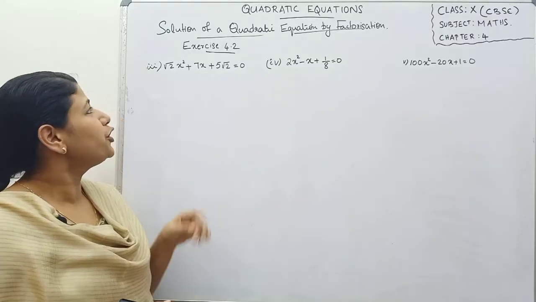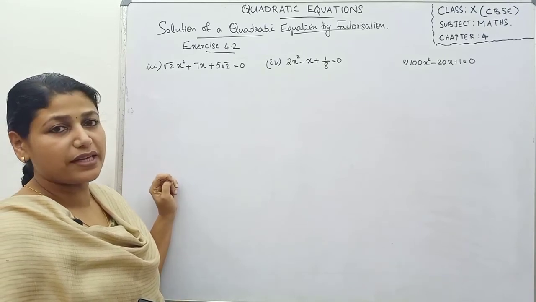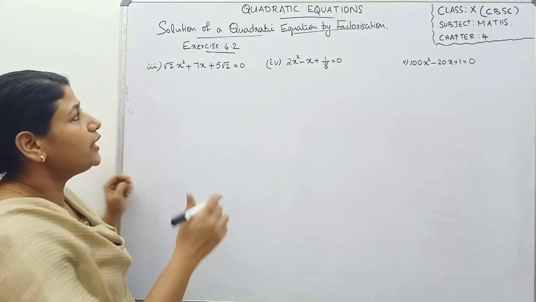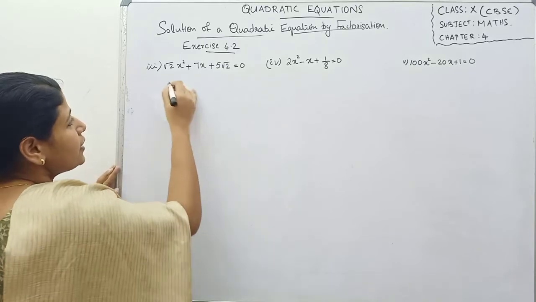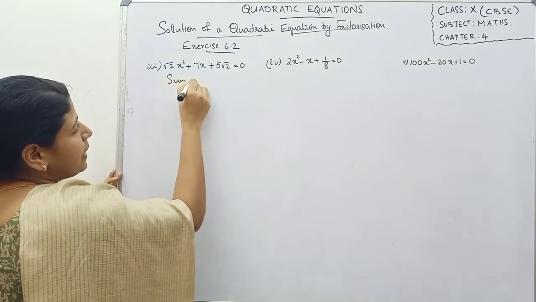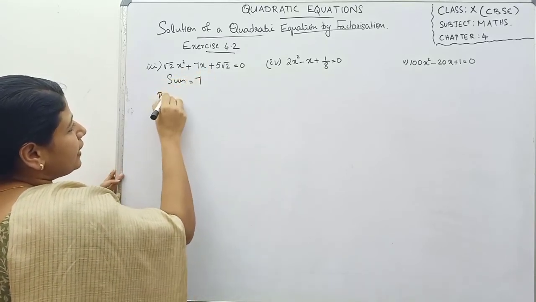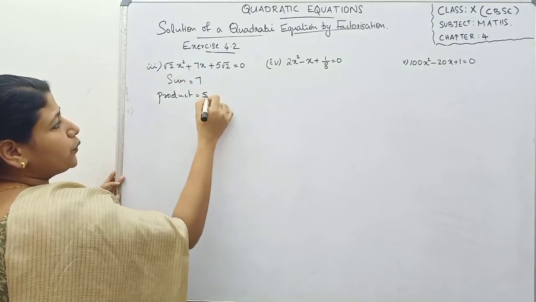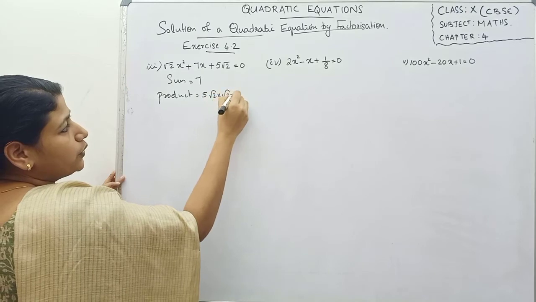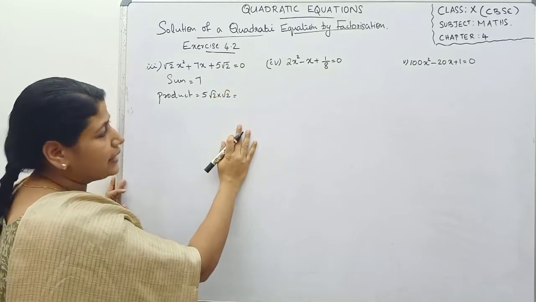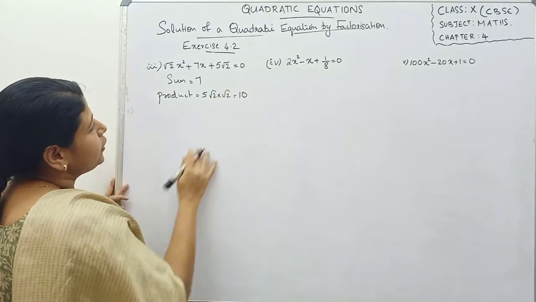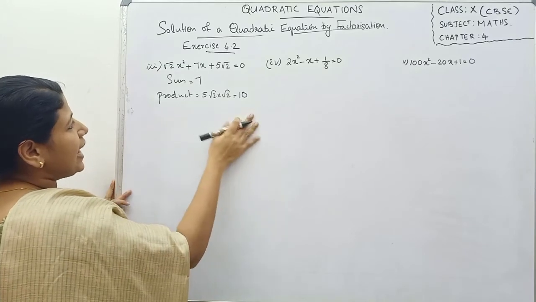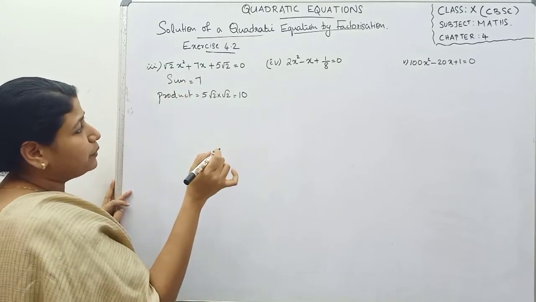Third question. Root 2 x square plus 7x plus 5 root 2 equal to 0. Here also what do you want to write? First you have to write the sum. Sum is 7. And then product. Product is 5 root 2 into root 2. Root 2 into root 2 is 2 itself. So 5 into 2 is 10. So we know that the product is 10 and the sum is 7. It is very simple, you know.